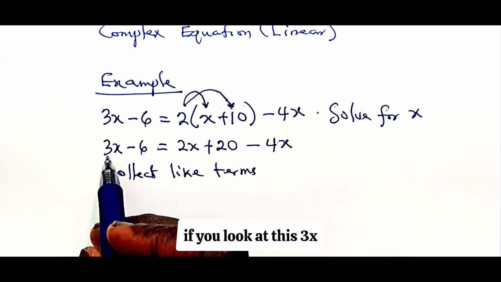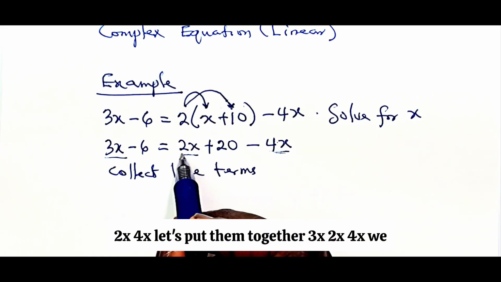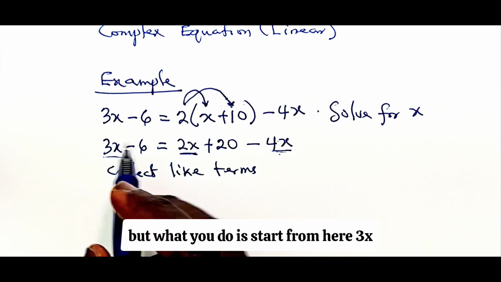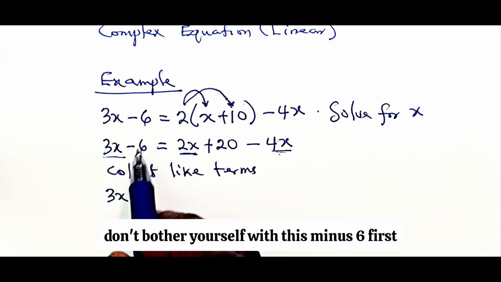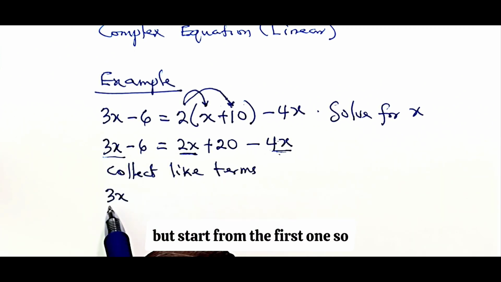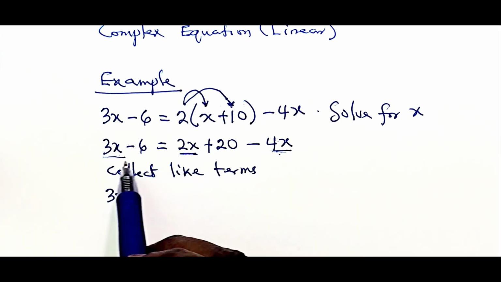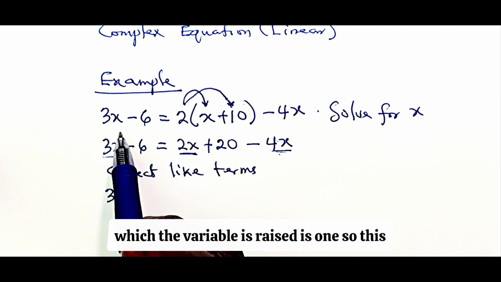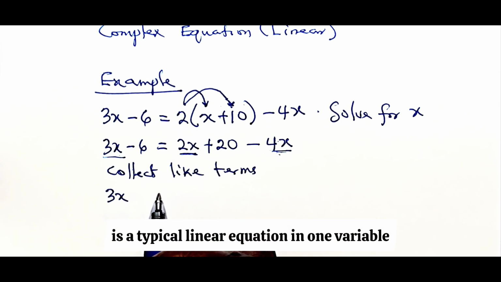So if you look at the 3x, 2x, 4x, let's put them together. But what you do is start from here, 3x. Don't bother yourself with this minus 6 first, but start from the first one. That means we are starting from the variable. We have only one variable, and the power to which the variable is raised is 1. So this is a typical linear equation in one variable.